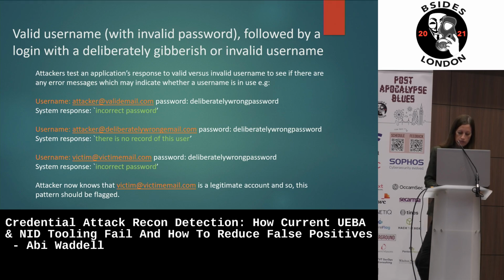This valid username will often be one that's been obtained through the legitimate but dummy registration. The system responds to this initial attempt with an incorrect password message, and then the attacker will try a different credential, which is deliberately nonsense, to see whether the application produces a different response, which it does. Here it shows there is no record of this user.